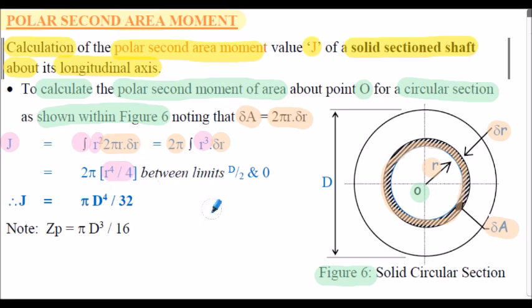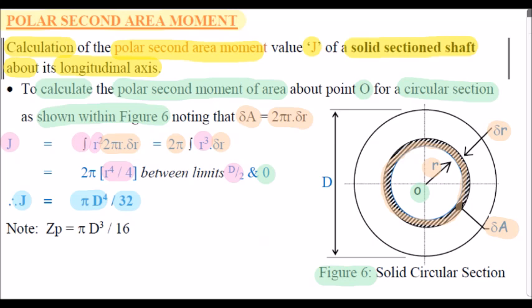If we now impose the limits of d upon 2, that's the outside radius, and 0, that's the centre of the shaft, we derive a formula for the polar second moment of area of a solid shaft as pi d to the 4 divided by 32. That's a very standard formula you'll find in any textbook or reference book related to torsion theory of circular section shafts.